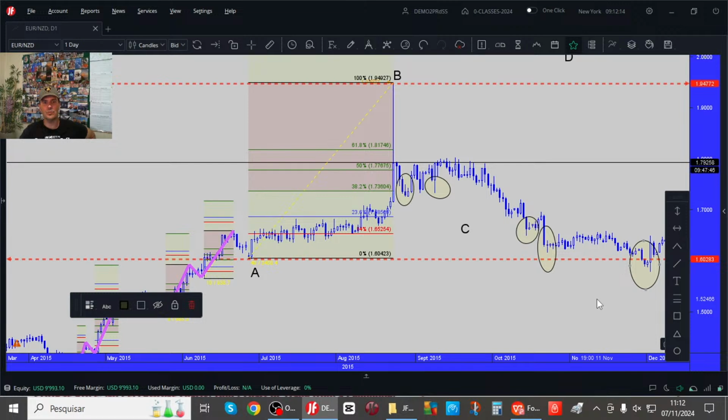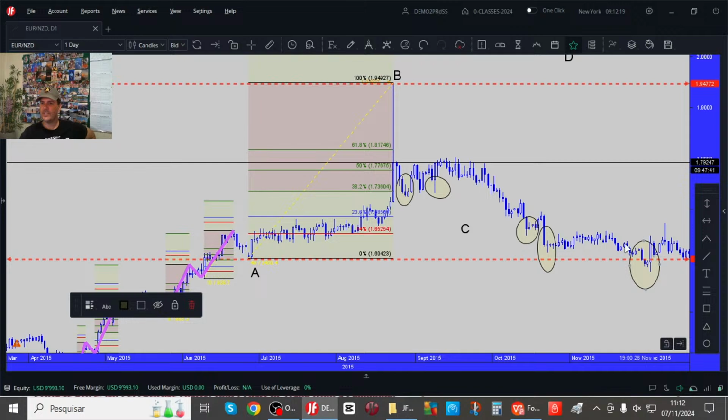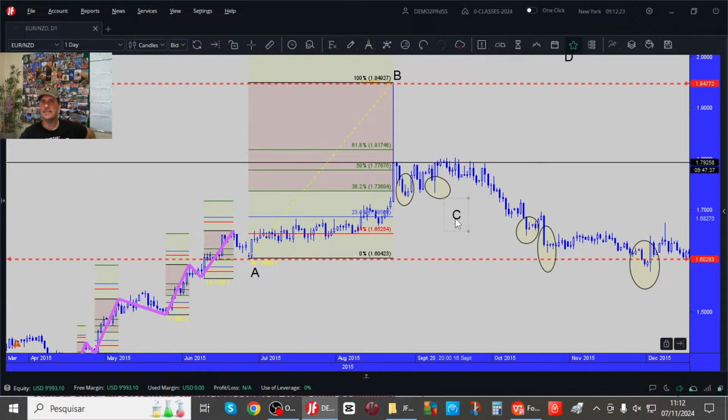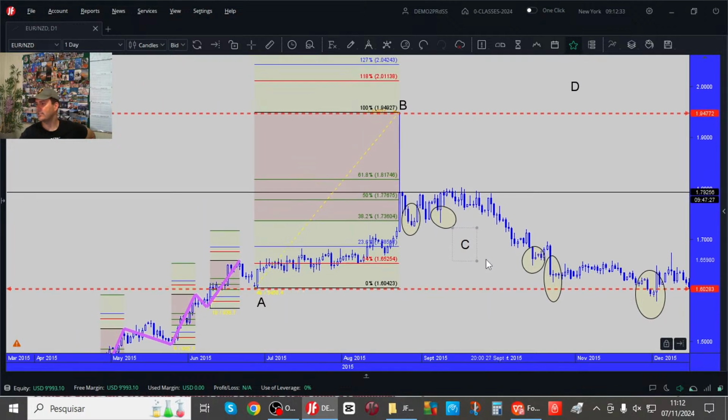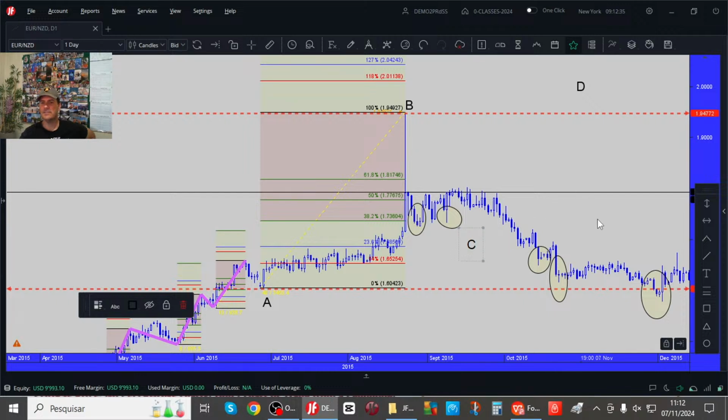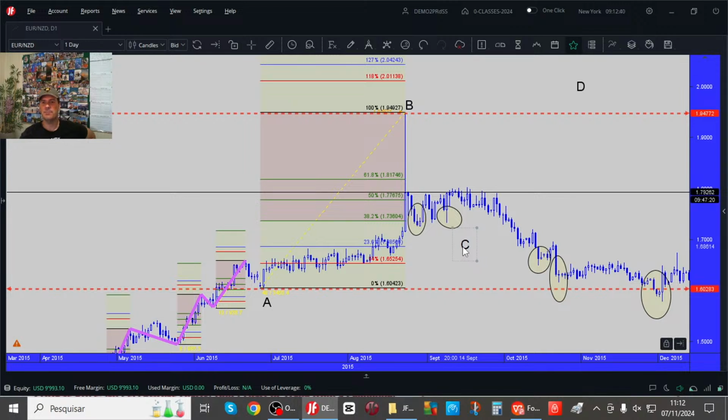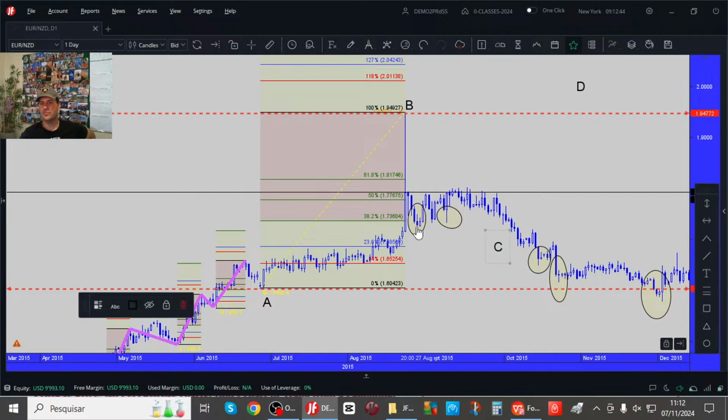You need to learn those rules. What's the A? What's the B? The C is the lowest point, not necessarily a low, inside the AB boundary after the B, before the market hits the appropriate D extension. Which one is the lowest point inside the AB boundary after the B? Is the first circle, second circle, third circle, fourth circle?